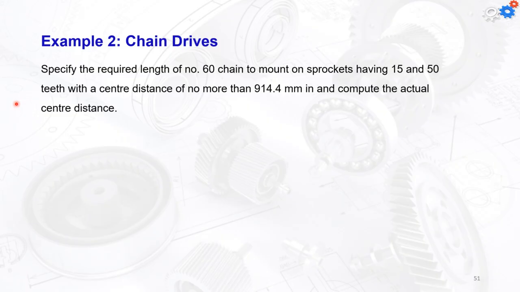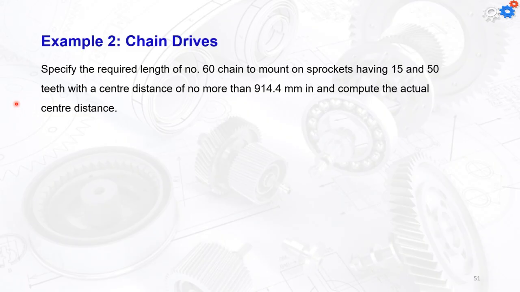So what we need to do here is just specify the required length of the number 60 chain to mount a sprocket on sprocket that having 15 and 50 teeth with the center distance more than 419 millimeters, and compute the actual center distance. So that's just application of the equation, because now we know the type of the chain. We only need to find the pitch value for that chain, and then we're going to calculate the C value for the whole thing.